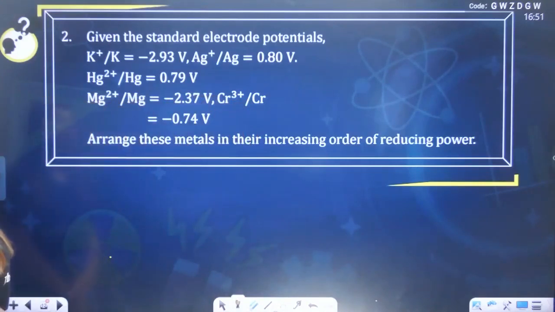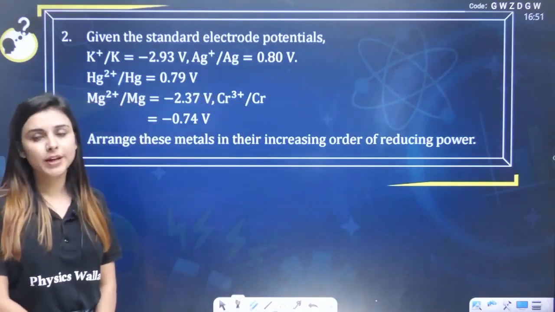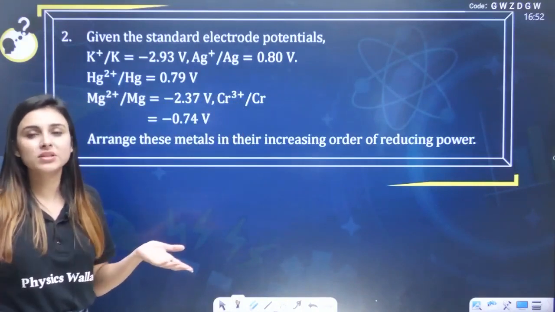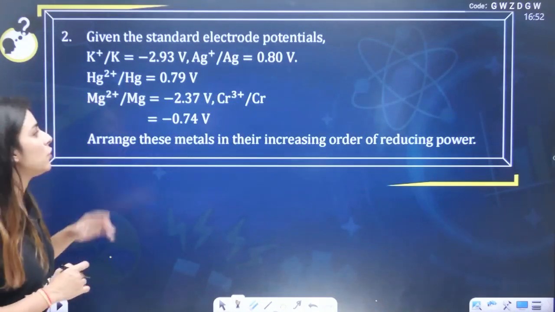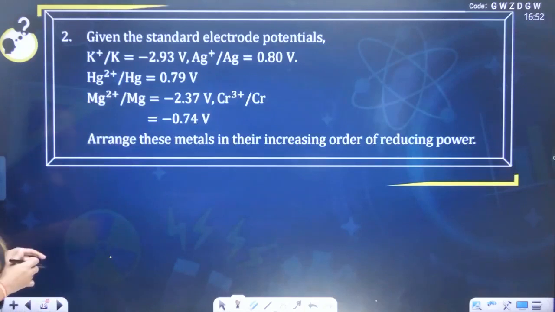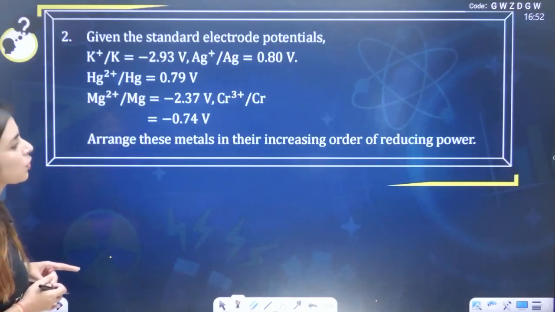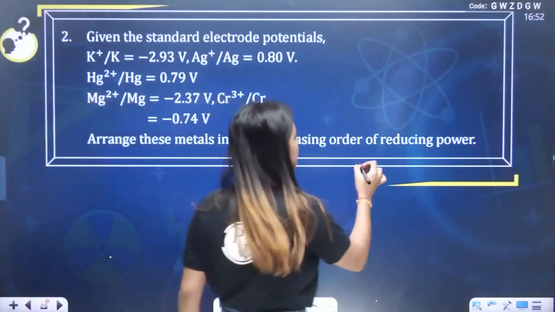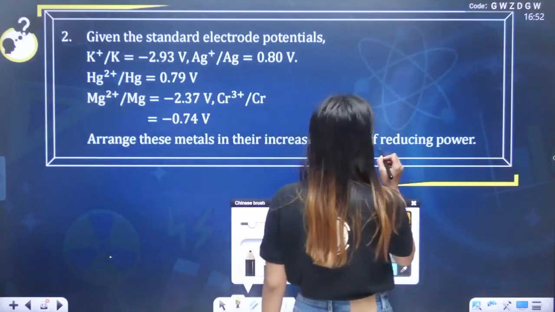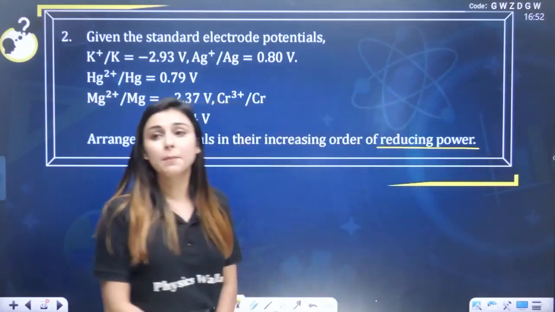Given the standard electrode potentials. Now you're given the standard electrode potentials. It could be reduction potentials, it could be oxidation potentials. You have to just see the E0 values and guess. You have to arrange these metals in the increasing order of reducing power. My dear students, it is said that you have to arrange them in the increasing reducing power.